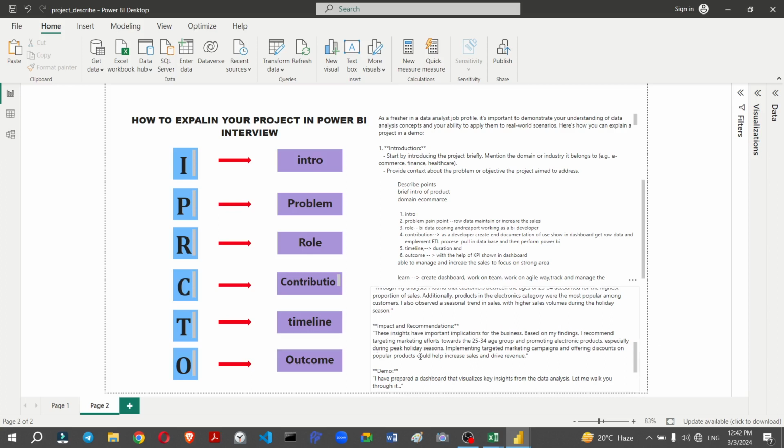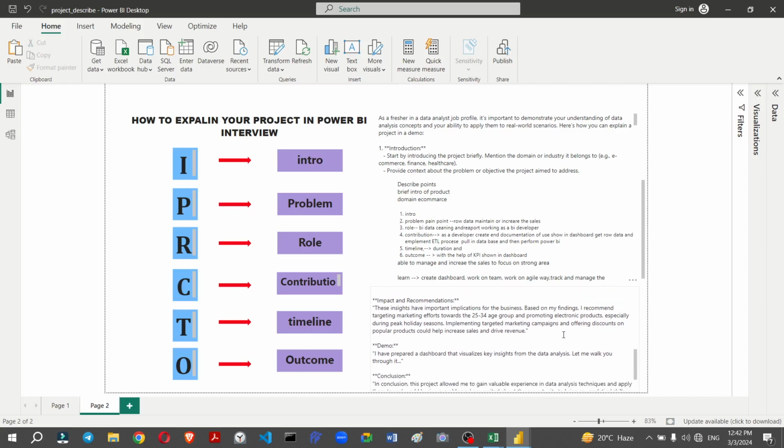These are the insights important for the business. Based on the findings, I recommend targeting marketing efforts towards the 25 to 34 age group and promoting electronic products, because they have the highest number of sales, especially during the peak holiday seasons. Implement targeted marketing campaigns and offer discounts on the popular products. That will improve their business sales and revenue.